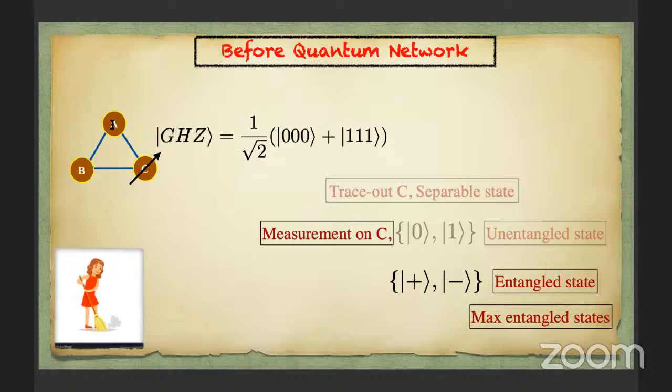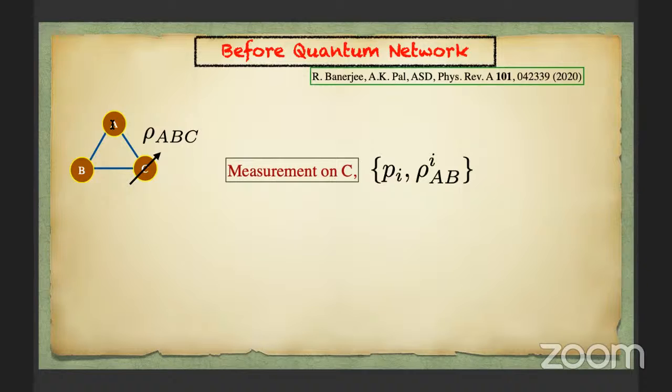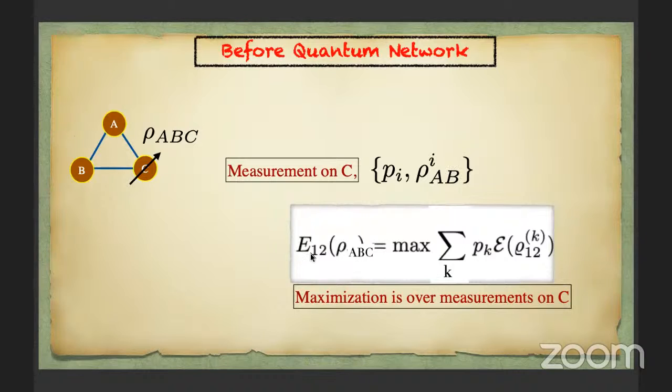to AB. You can generalize this to an arbitrary shared state. For example, if you have a tripartite state rho ABC, you can perform measurement on C, which leads to this ensemble, and you can calculate the entanglement between two parties of rho ABC, where you maximize over all the measurements on C. Here p_k is the probability of obtaining the measurement outcome k, and correspondingly rho_AB^k is the resulting state between A and B. And you calculate the suitable entanglement measure that you want.